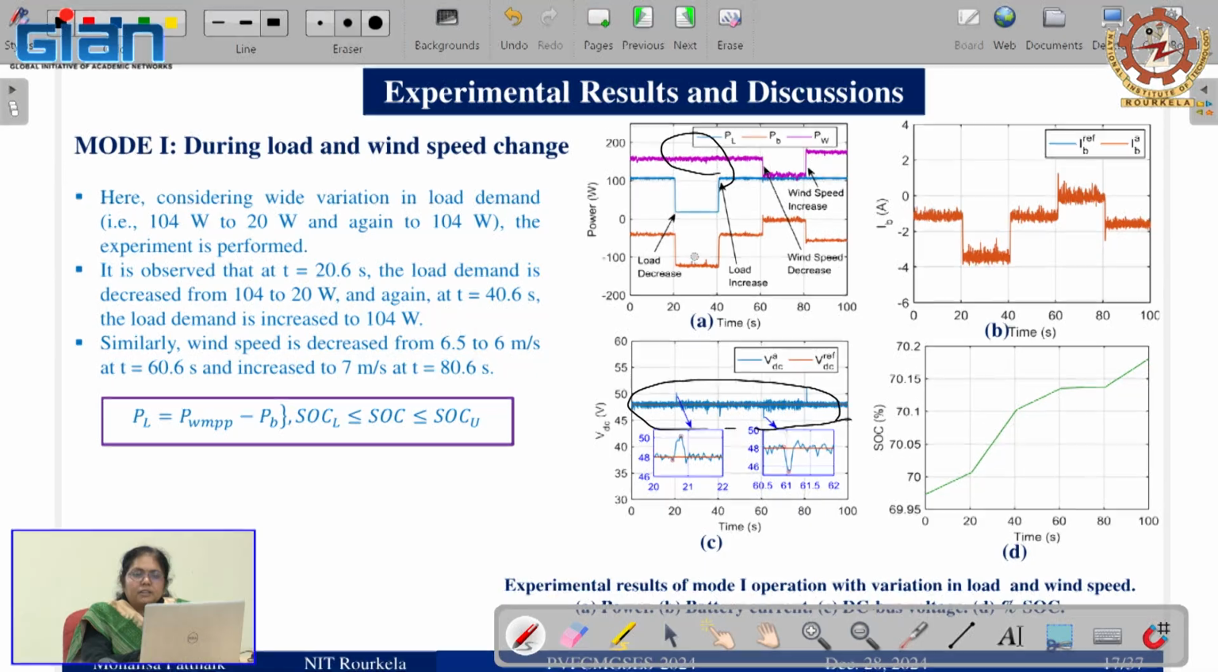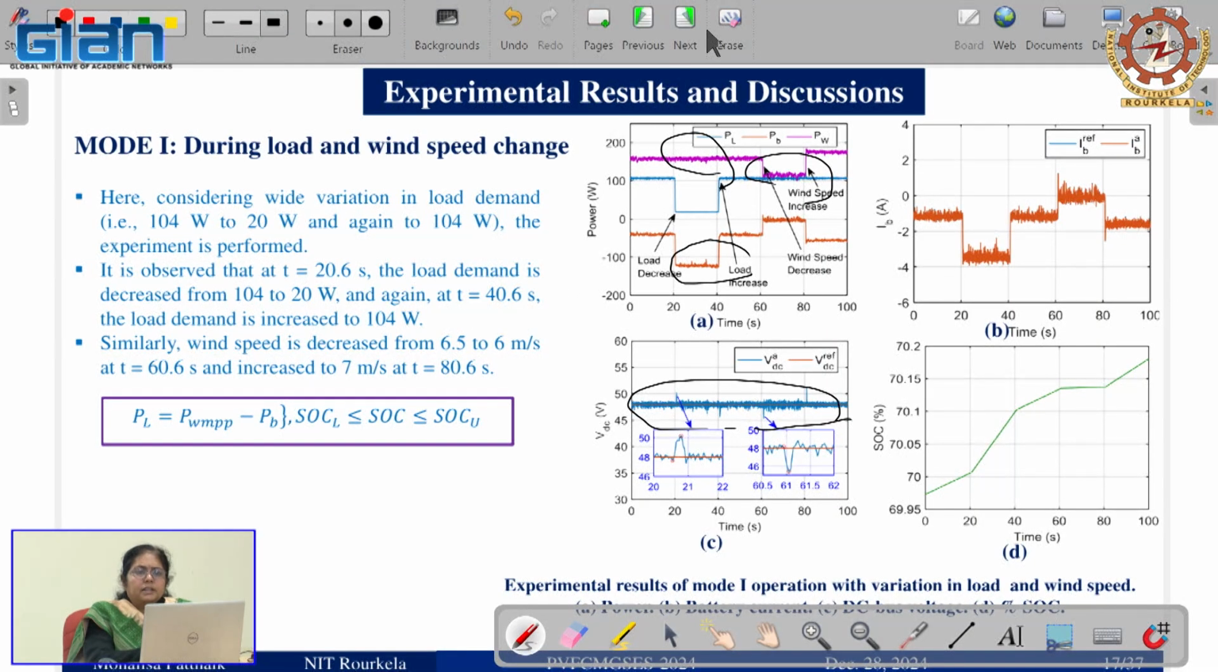So the load is varying, and accordingly the battery will charge. As the load is decreasing, it is further charged, meaning the battery is storing more. So in all the cases we are showing, the battery is charging. First here the load variation, then again the wind speed variation, but it is operating in the mode 1 condition, that is, the battery is within the safe operating limit and the wind power is less than the rated value.